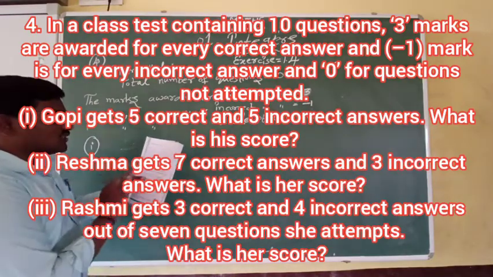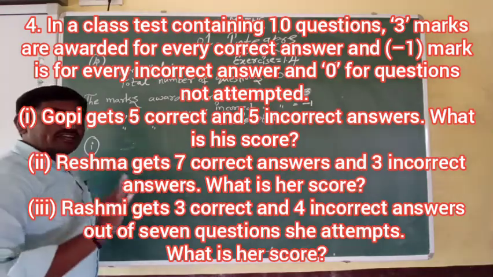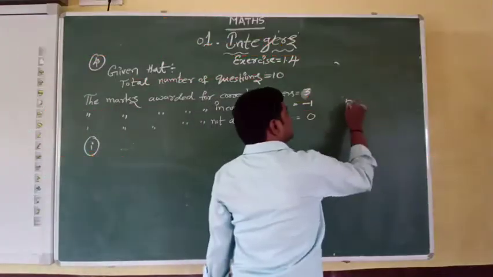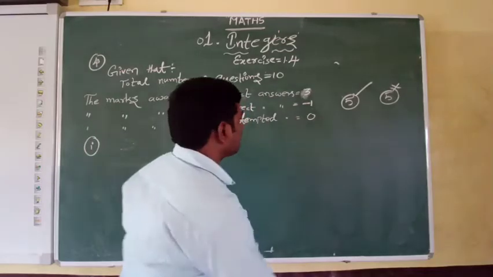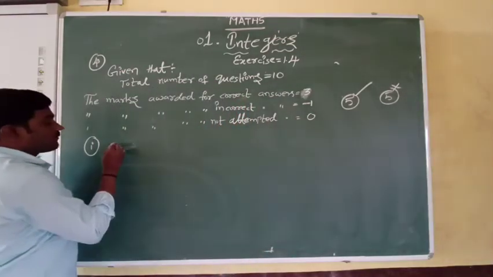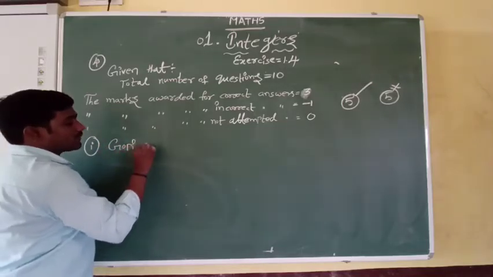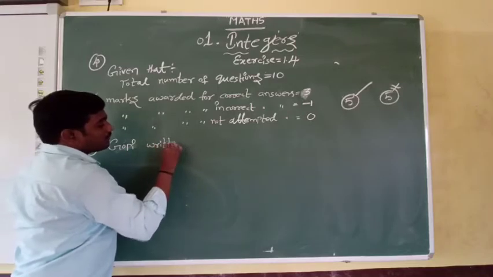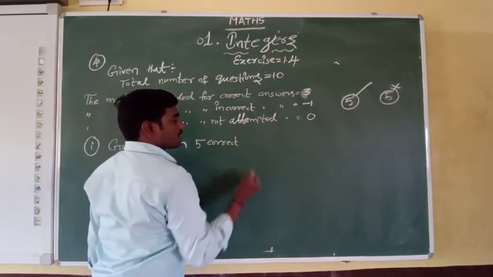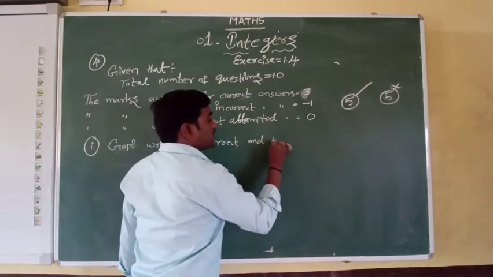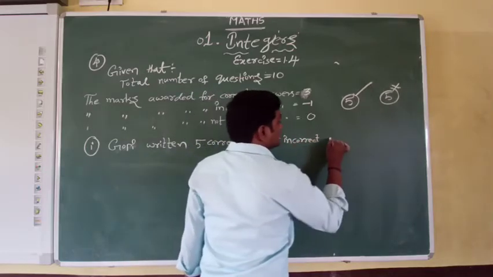Here it is clearly said that the first question: Gopi gets 5 correct answers and 5 incorrect answers. Let us see that. Gopi has written 5 correct answers and 5 incorrect answers.